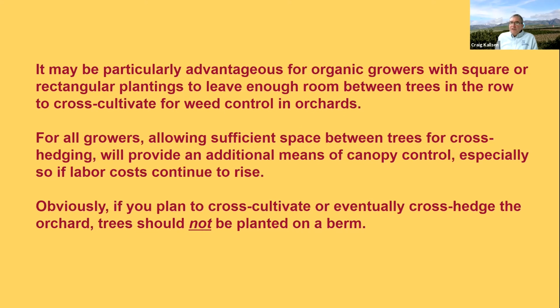It may be particularly advantageous for organic growers with square or rectangular plantings to leave enough room between trees in the row to cross cultivate for weed control. Controlling weeds is always a big issue in organic blocks. And if you leave enough space for cross cultivation, you probably leave enough space for cross hedging. Obviously, if you plan to cross cultivate or eventually cross hedge the orchard, trees should not be planted on a berm.